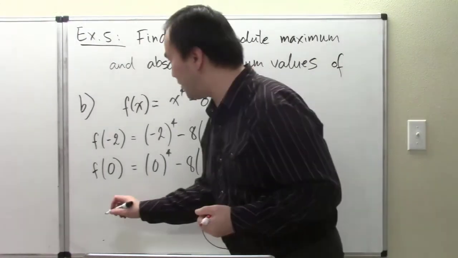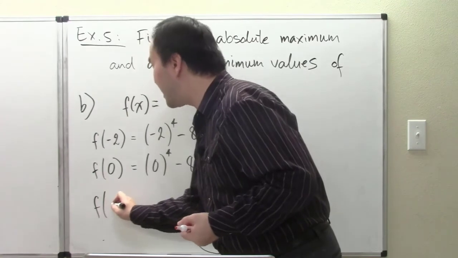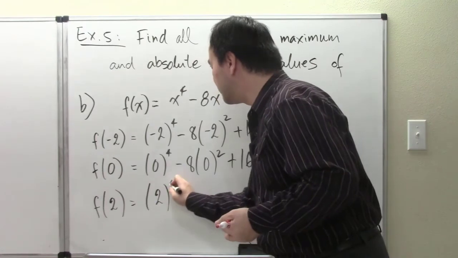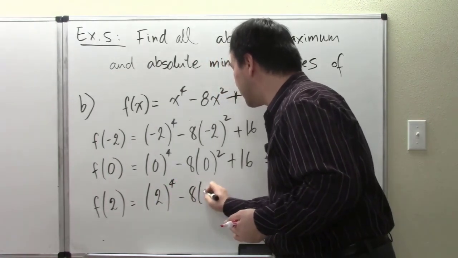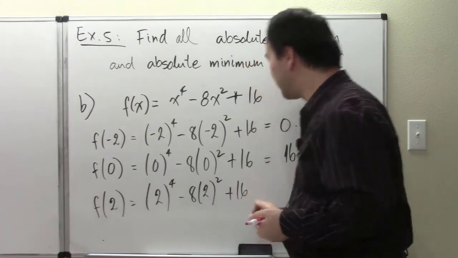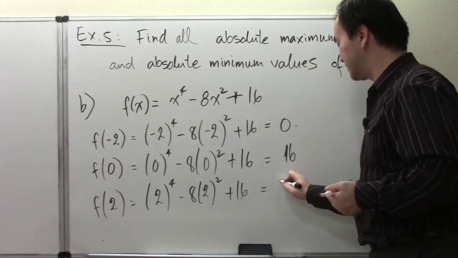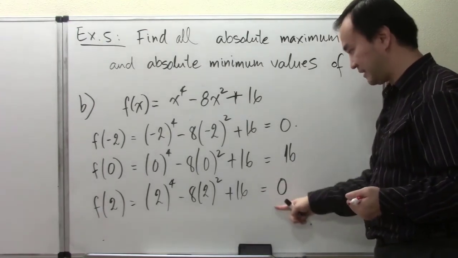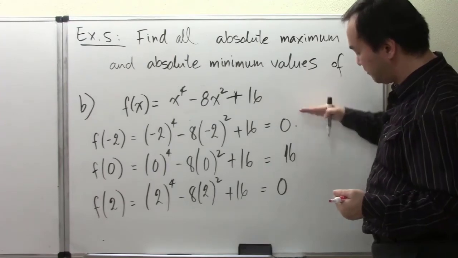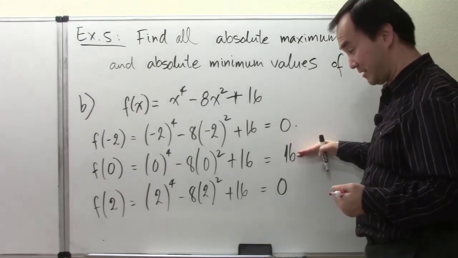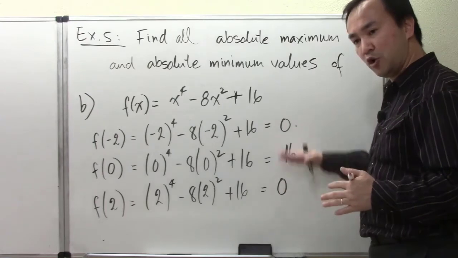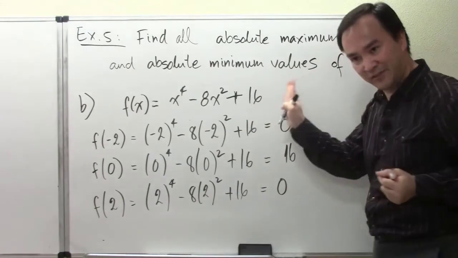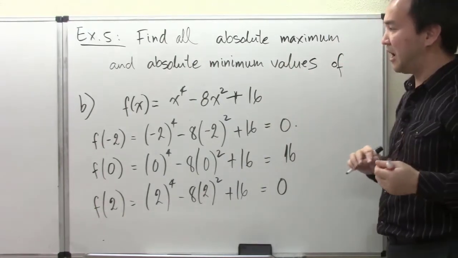And now we have another one here. So f at 2. And now it's going to be 2 to the fourth minus 8 times 2 squared plus 16. All right, and again, from the previous problem of the same example, we already found out it's down to 0 here. So local minimum, local maximum here. But now, these are all the local maximums and minimums that are happening in our given domain, which is in this case the entire line of real values.